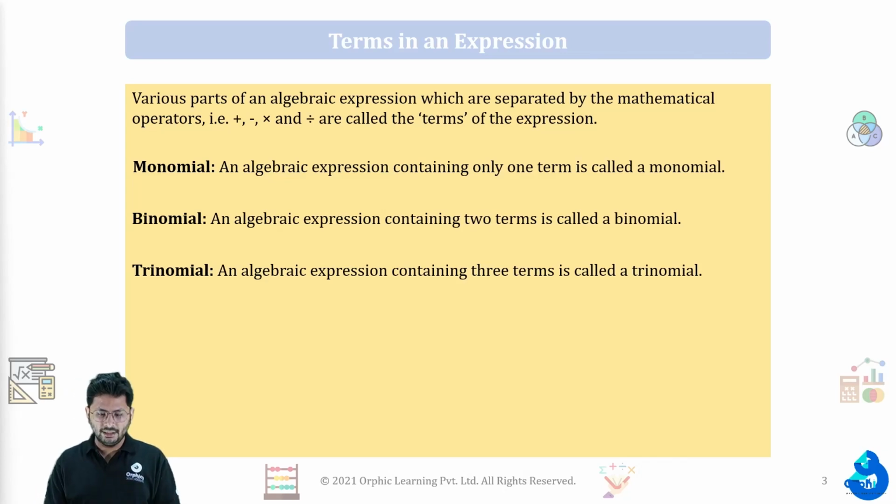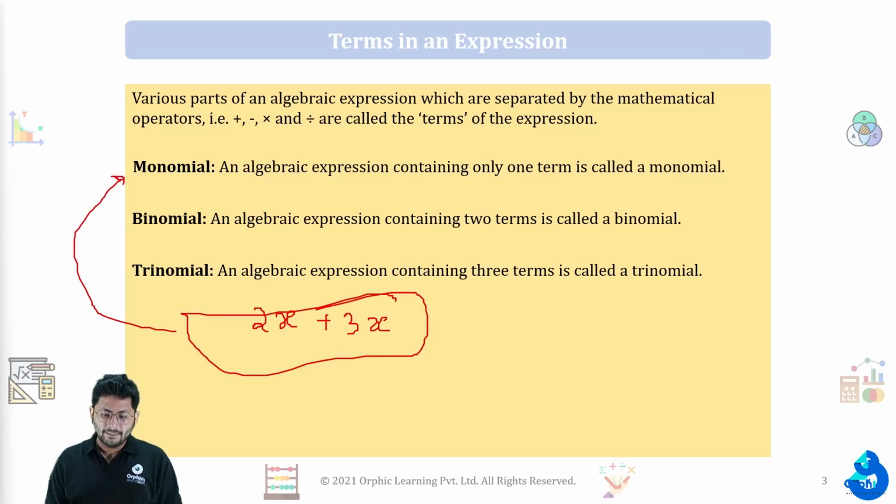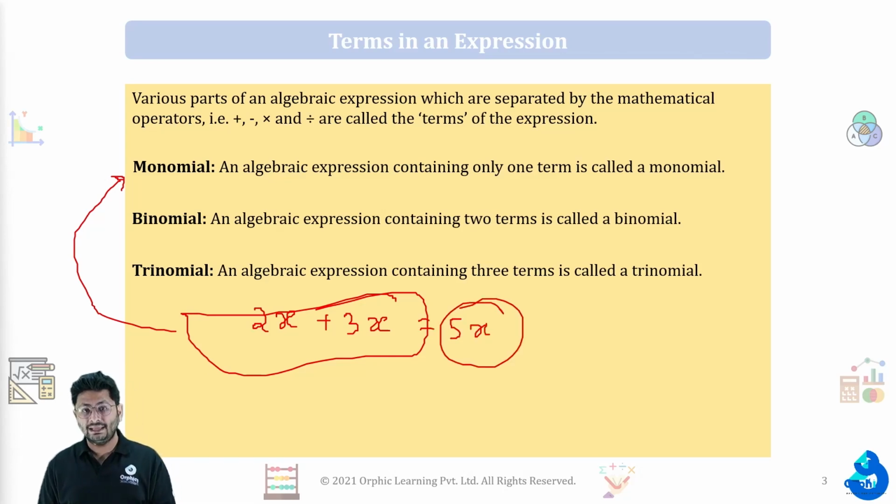For example, if we talk about, let's say, 2x plus 3x, in this, there are two terms, but it doesn't mean that it is a binomial. It is still a monomial. Why? Because both the terms are like terms, and we can add it up and make the expression as 5x. तो ये binomial नहीं है, ये monomial ही है. समझ में आया सबको? Perfect.